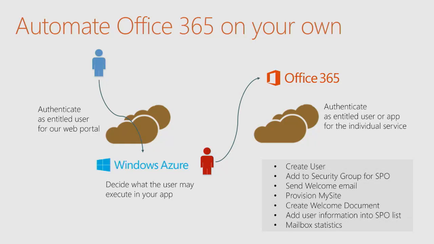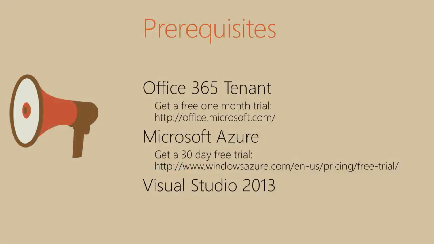What do we need for doing these tasks? Well, our prerequisites are, of course, we need an Office 365 tenant. You can get a free one for 1 month at office.microsoft.com. We need Microsoft Azure. Of course, we need to host our solution somewhere. You also can get a free trial if you don't have one. And of course, we need Visual Studio 2013. It must be 2013 because the first demo we will show you needs a wizard which is only built in there.